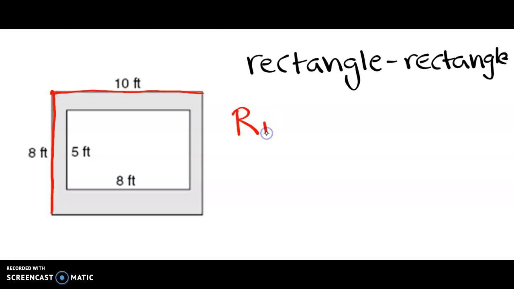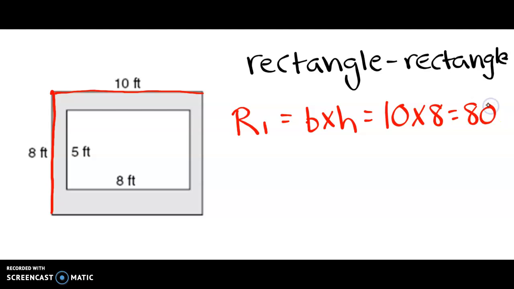So we're going to call it rectangle 1, and you're going to do base times height. And in this case, my base is 10 and my height is 8. So you get an area of 80.